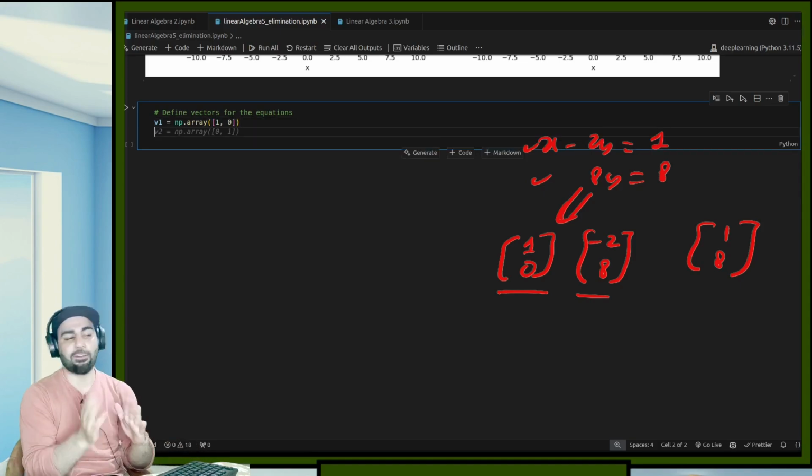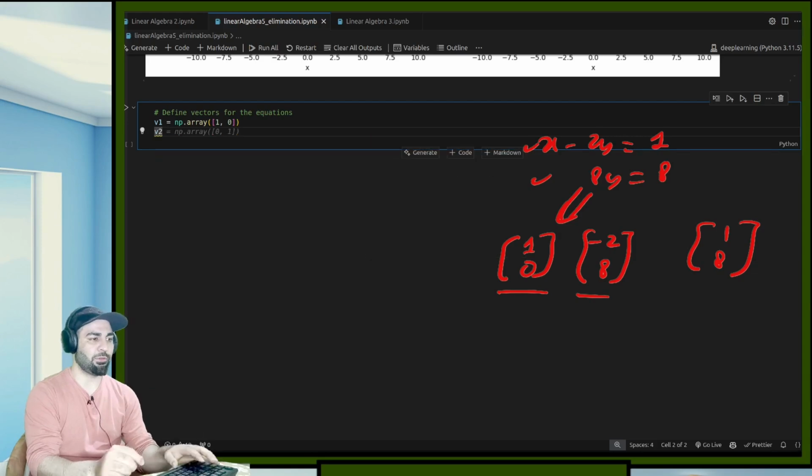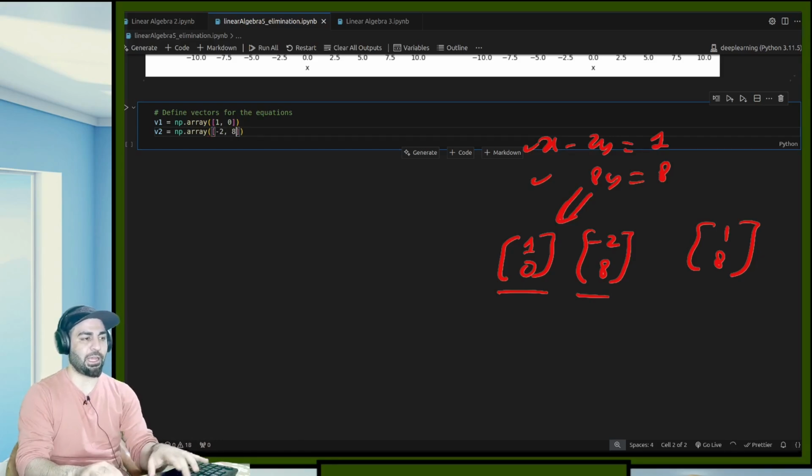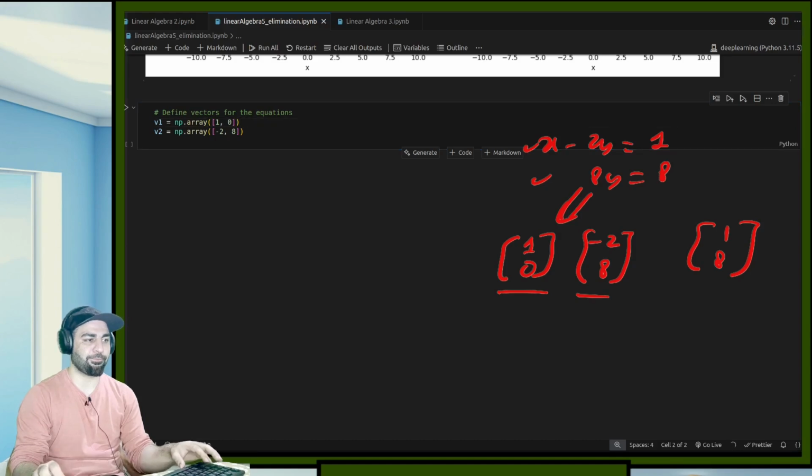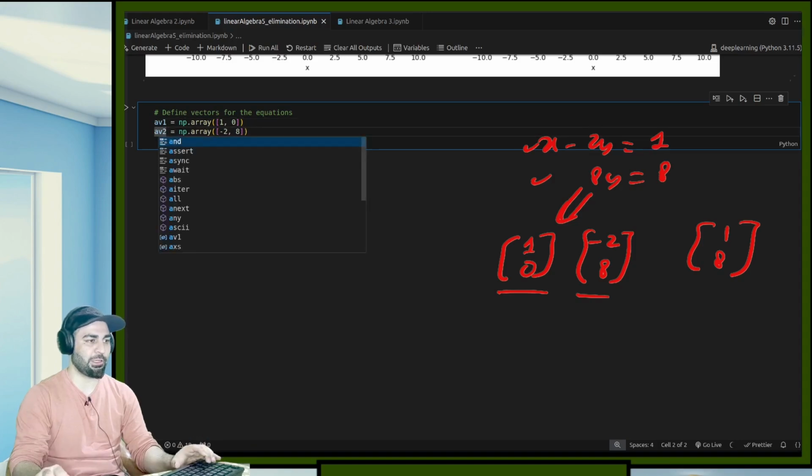Okay, after I did the elimination part, I have v2. v2 was np.array with values minus 2, 8, minus 2 and 8. This is after the elimination. I'll write it over here, so I should write av1. This is av1, which basically means after elimination, and I'll write before elimination also.